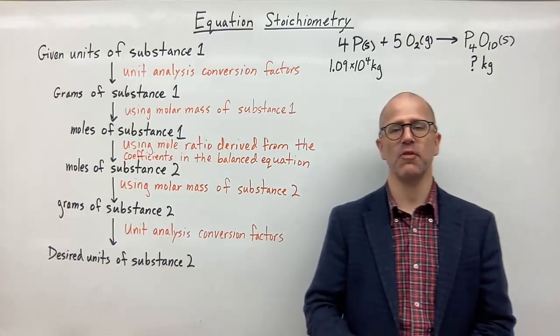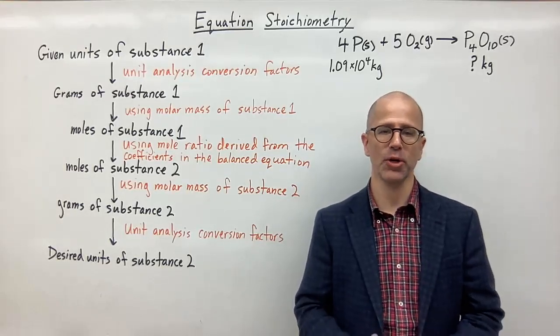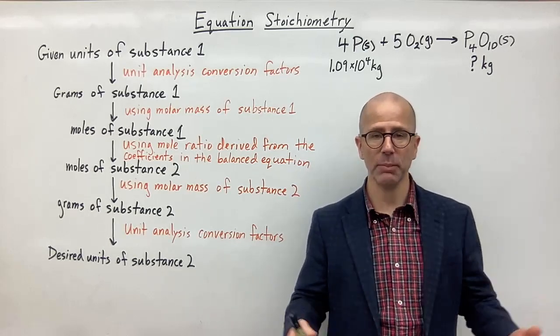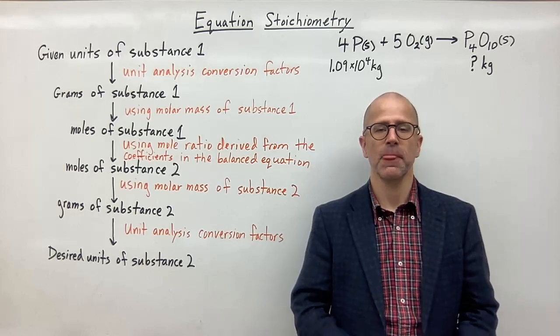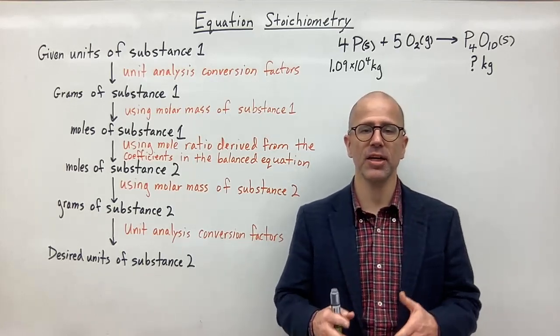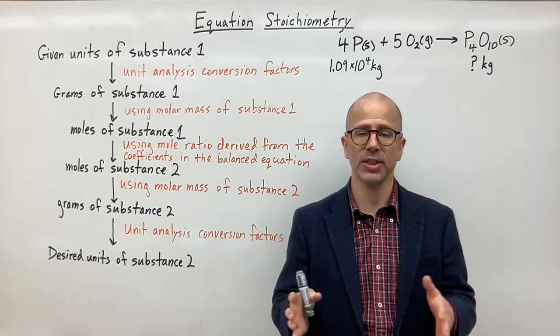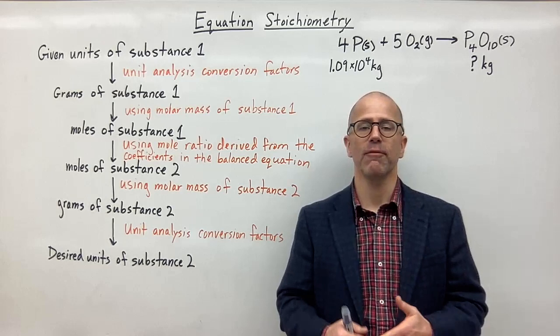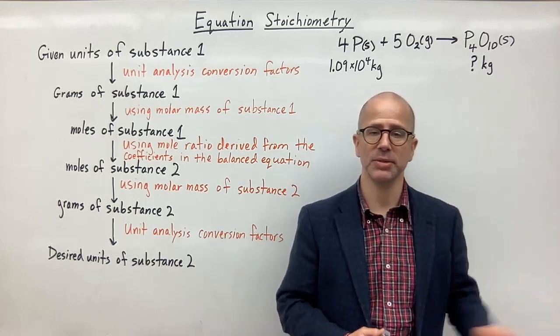My name is Mr. Cobalt and in this video I'm going to be going over equation stoichiometry, or what is also known as just stoichiometry. So let's get into this. Stoichiometry is basically a method by which you use a balanced equation to find the amount of substance that you need from a given amount of another substance, right?